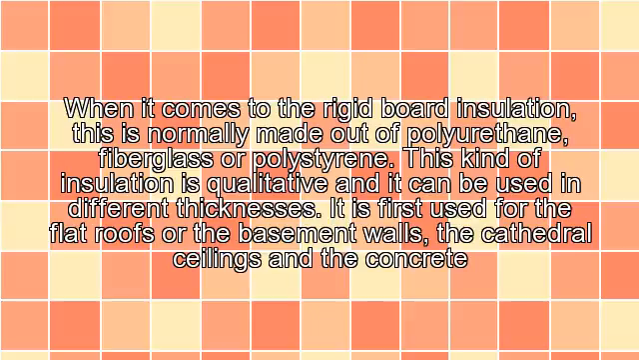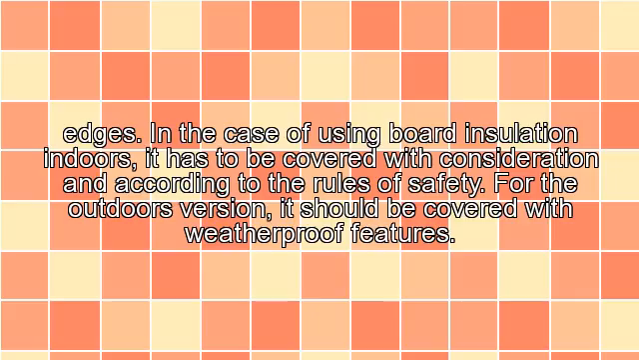When it comes to the rigid board insulation, this is normally made out of polyurethane, fiberglass or polystyrene. This kind of insulation is qualitative and it can be used in different thicknesses. It is first used for the flat roofs or the basement walls, the cathedral ceilings and the concrete edges. In the case of using board insulation indoors, it has to be covered with consideration and according to the rules of safety. For the outdoors version, it should be covered with weatherproof features.